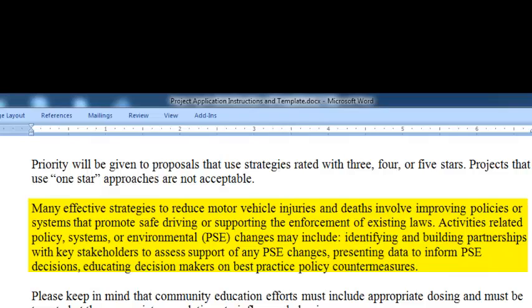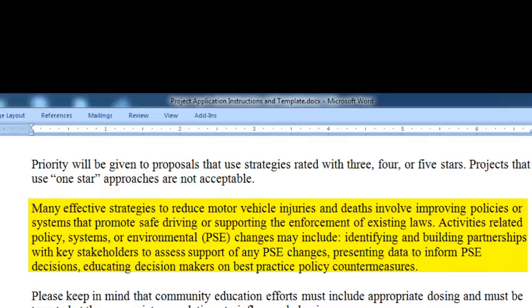So I don't really know that it's very easy to do, but it indicates here in the instructions that activities related to policy may include identifying partnerships with key stakeholders to address support for policy changes, and really working with our decision makers and educating about even enforcing the laws we have. So I think some of the one-star strategies that are really more programmatic at the local level can be supported by also looking at some of the policy strategies, and we may have some success there.